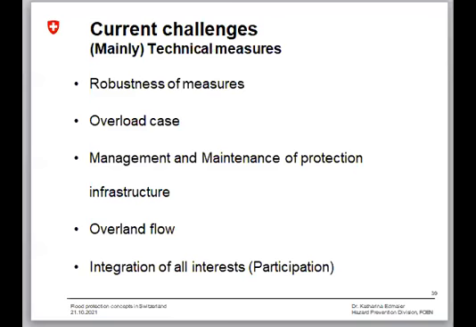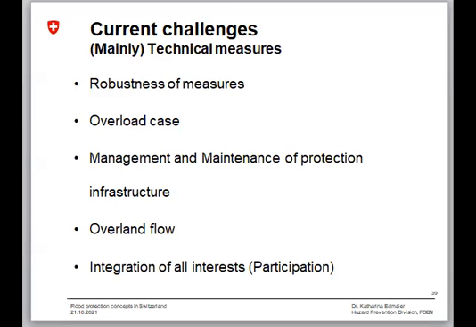Some current challenges and topics that we are dealing with at the moment are collected in this slide. So first of all, I want to quickly talk about robustness in measures. It is very important for us to implement measures that are long-lasting and resilient. They should also not collapse arbitrarily during extreme events.